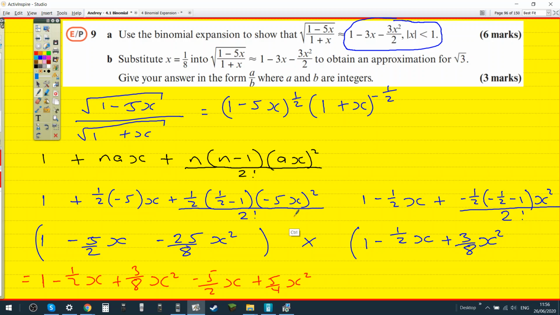So that's true. We don't need to do x cubed. All right, okay. So do I now need to do just minus 25 over 8x squared times 1? Yeah, well done. And that's it, I think. Yeah, simplify. So 1, and then minus 11 over 4x squared.